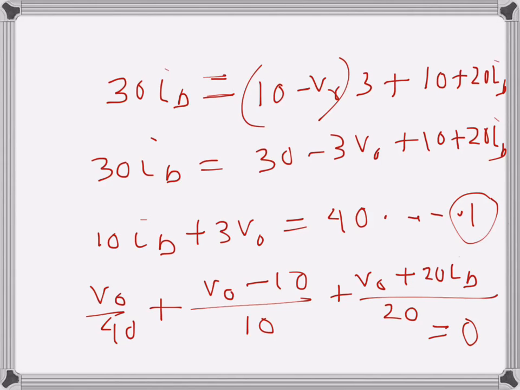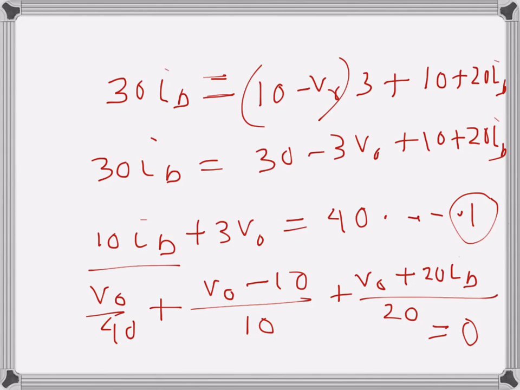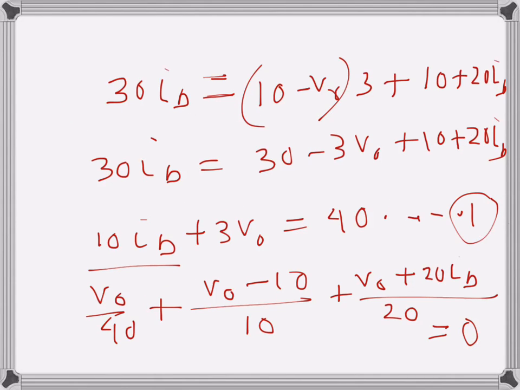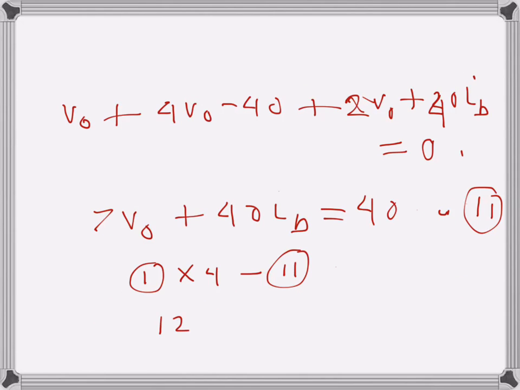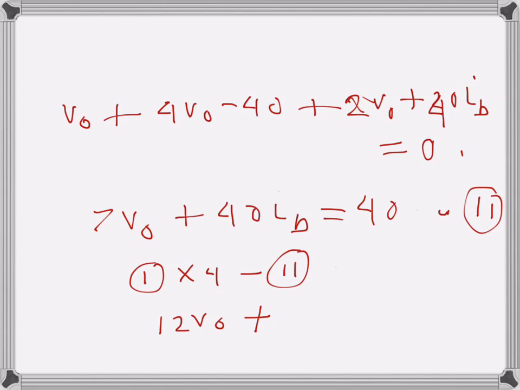So we have two equations and two unknowns. Here we have I delta and V naught, and here we have I delta and V naught. So what I will do is multiply equation 1 by 4 and then subtract equation 2. That should work. So 1 times 4 will be 12 V naught plus 40 I delta is equal to, finally on the right hand side, 160, 40 times 4.